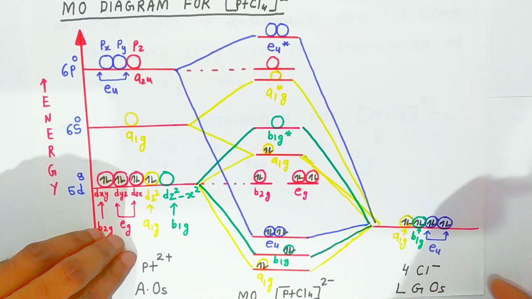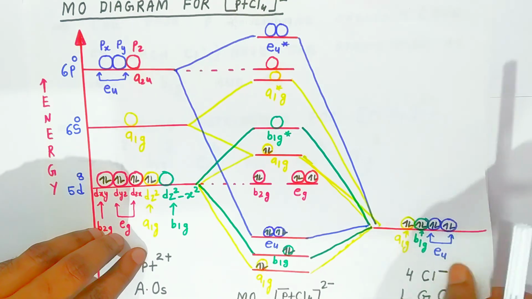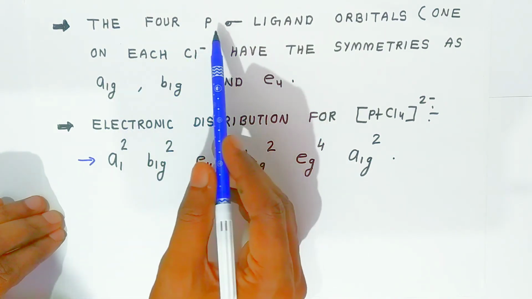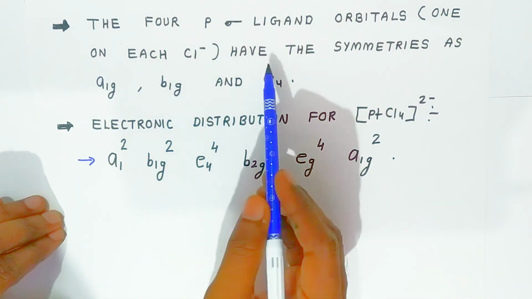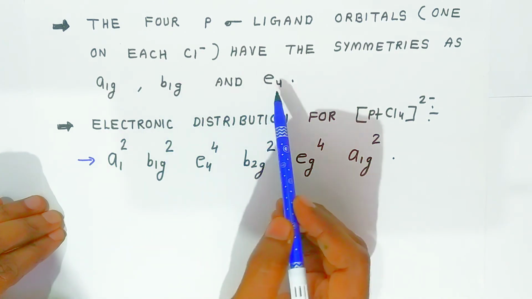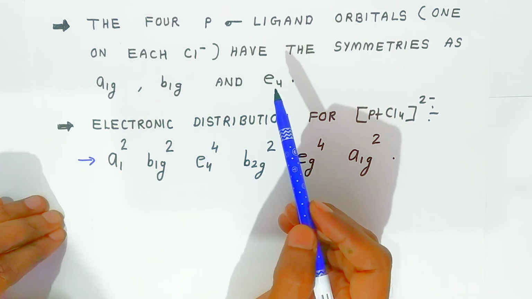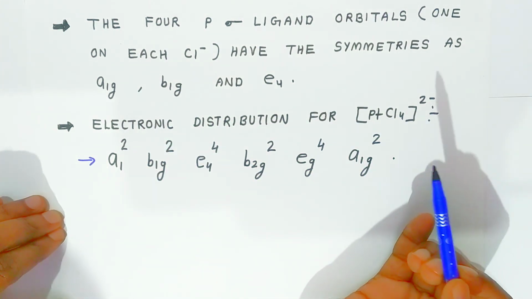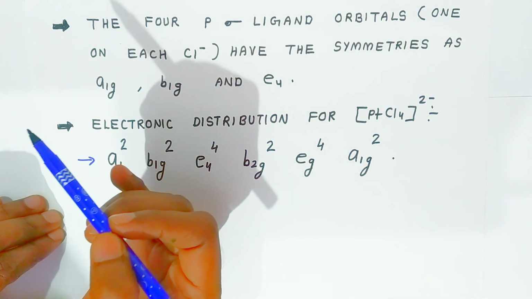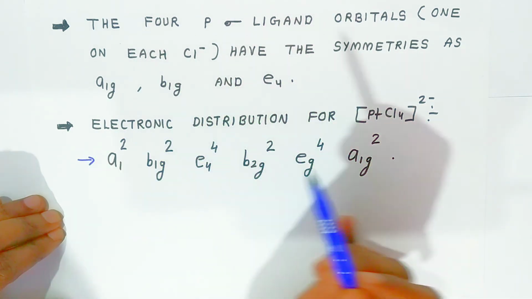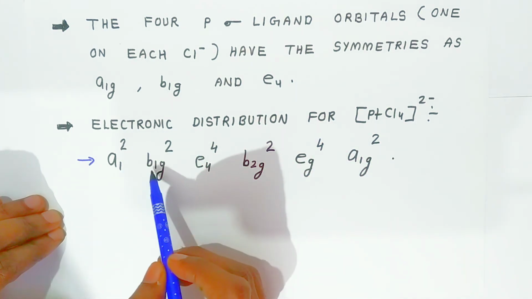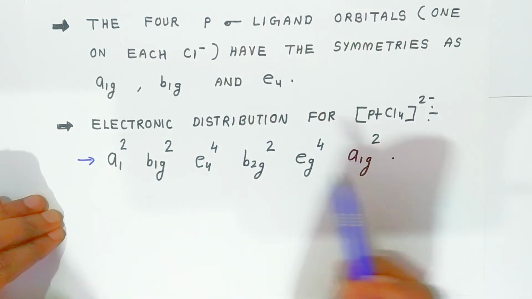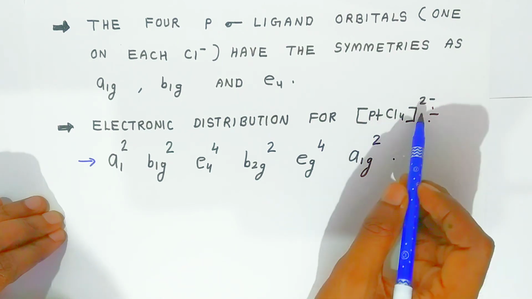After that, you are going to write down the molecular orbital electronic configuration of this complex. Now we are talking about the ligand here, the four p sigma ligand orbitals, one on each chloride, which have the symmetries A1G, B1G and EU, that we have already seen in the molecular orbital diagram. Now in the electronic configuration, 8 electrons are coming from the ligand group orbitals and 8 from the metal atomic orbitals. Total 16 electrons are distributed like this: A1G2, B1G2, EU4, B2G2, EG4 and A1G2. So this is the electronic configuration of this tetrachloroplatinate 2- complex.